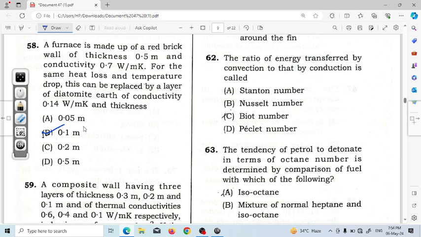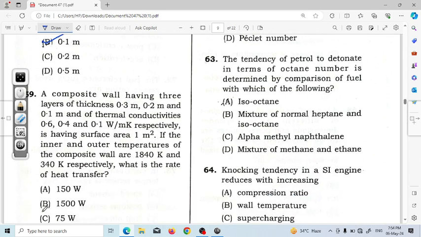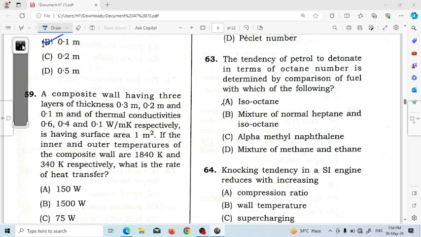Option B is the correct answer. Next, question number 59. A composite wall having 3-layer thickness 0.3 meter, 0.2 meter and 0.1 meter and thermal conductivity are 0.6, 0.4 and 0.1 watt per meter Kelvin respectively, is having surface area 1 meter square. If the inner and outer temperature of the composite walls are 1840 Kelvin and 340 Kelvin respectively, then what is the rate of heat transfer?